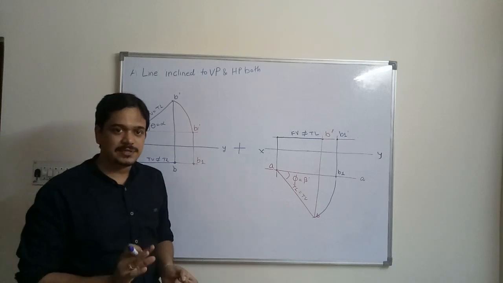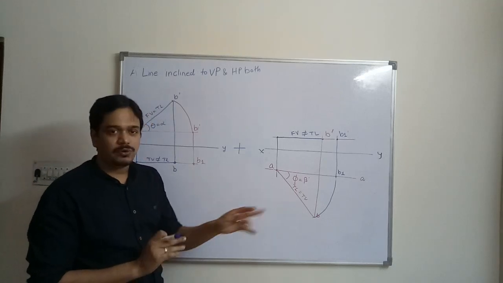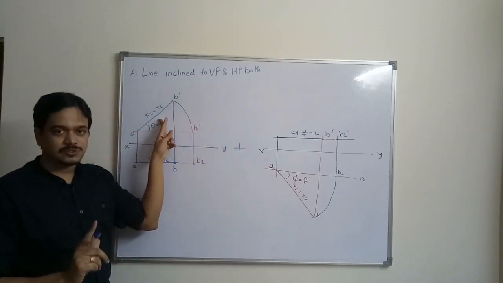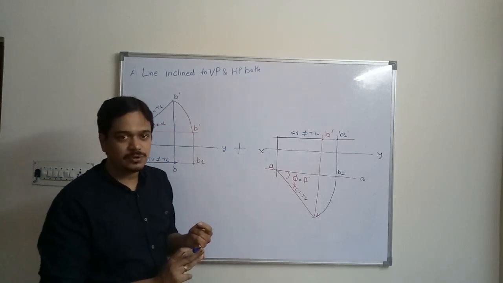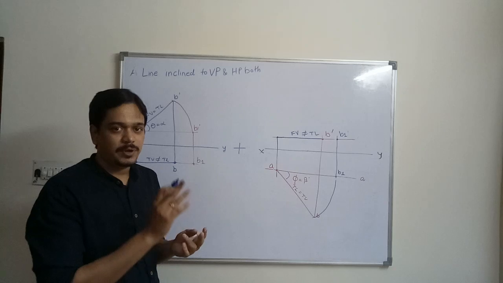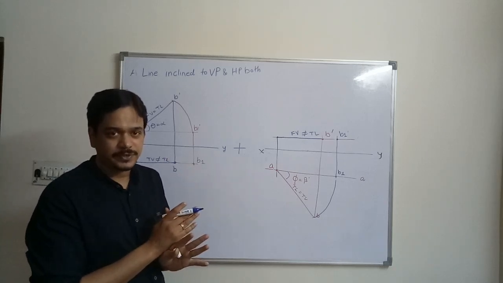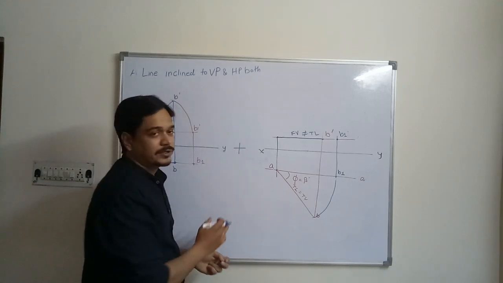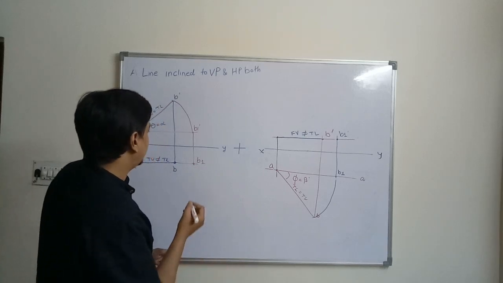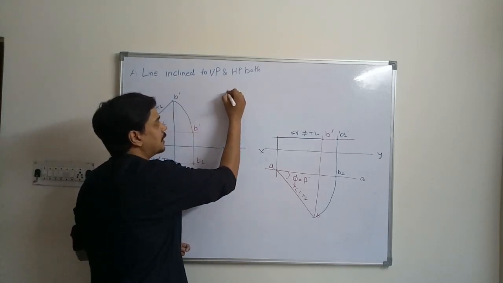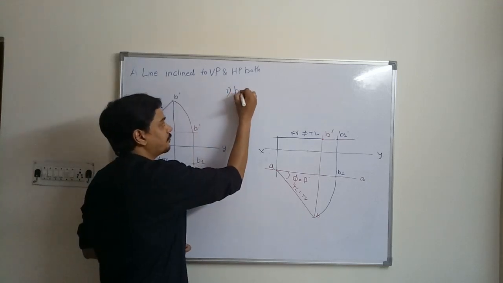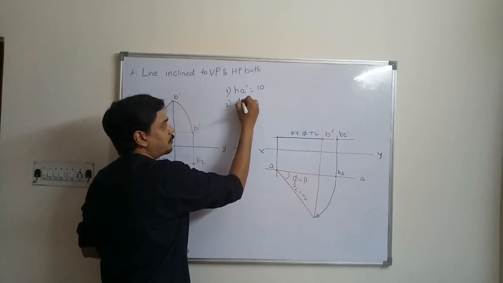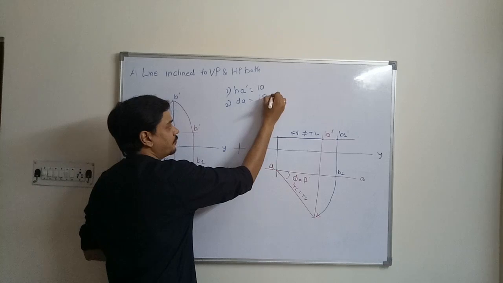So how to combine this? Our basic principle remains the same. Rule number 1, never rotate true length, only rotate top view or rotate front view. This is rule number 1. Rule number 2, which is the basic rule, if you make a line parallel to any plane, you will observe the true length. Okay. So let us try to combine these two. So for that we will require a problem. So let us take one small problem, that let us assume that height of A dash is equal to 10 mm. Second, depth of A is equal to 15 mm.